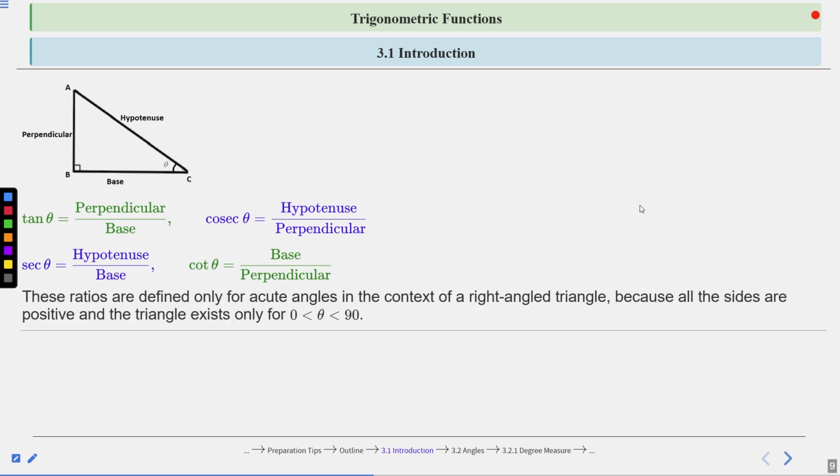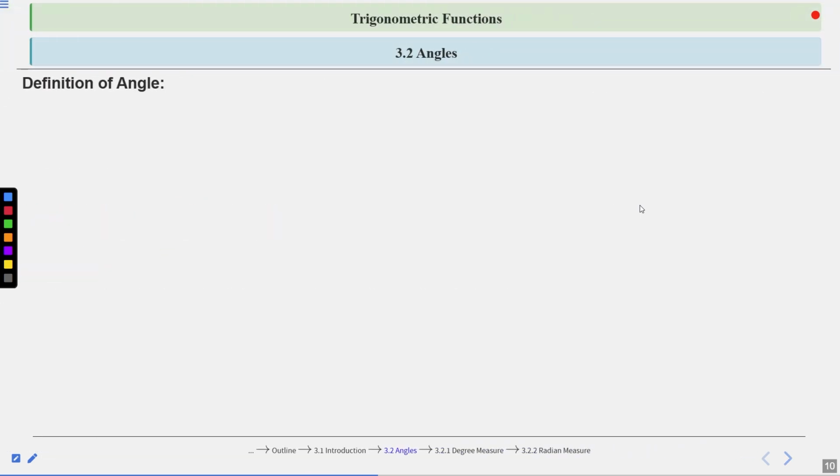These ratios are defined only for acute angles in the context of a right angle triangle, because all the sides are positive and the triangle exists only for what angles? If you are considering theta between 0 to 90. Clear? One of the angles is 90, obviously at B, and the other two remaining must be acute. Clear? So now, definition of angle.